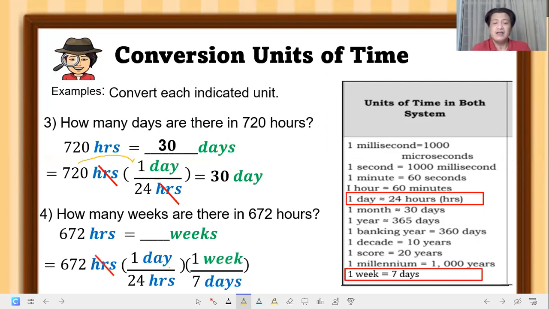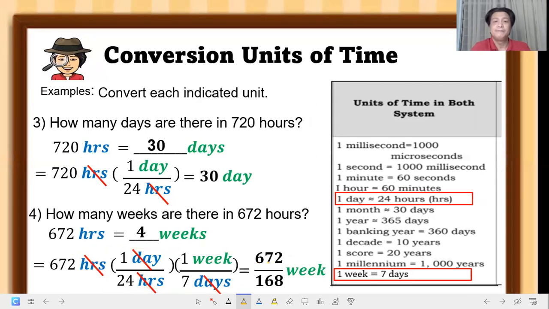Then you can now cancel the same unit. Only week remains there. Okay? And then what remains, just multiply. 672 times 1 times 1, 672 still. And multiply the remaining numbers in the denominator, 24 times 7, that is equal to 168. Then divide. What is the quotient of this? That is 4. Meaning to say, in 4 weeks, there are 672 hours.